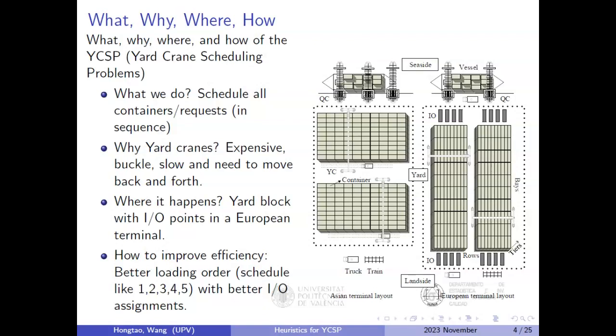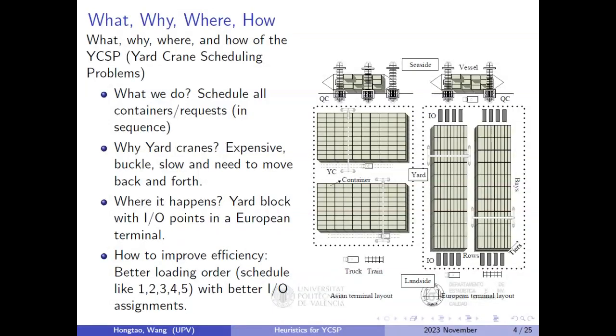As we can see here, we have two types of container terminal configurations. That's what we do: schedule all containers. Each container is a request. We schedule containers, and in a terminal yard every small block is a container. It happens in a terminal port, for example Valencia port, Barcelona port. We have 2 configurations. One is the Asian configuration, and this one is the European configuration. The right part is what we've studied today in this research.